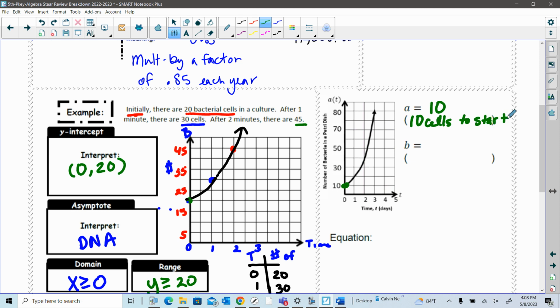Our B is our growth factor, like how is it changing? So at 0 we have 10, and I need to see if there's a pattern. This is 20, and then at 2, it goes to 40, and 3 actually goes here to 80. So if you notice, if I double 10, I get 20. If I double 20, I get 40. If I double 40, it goes to 80. So it looks like it's doubling every time. So my growth factor is 2. So basically the number of cells double each day.